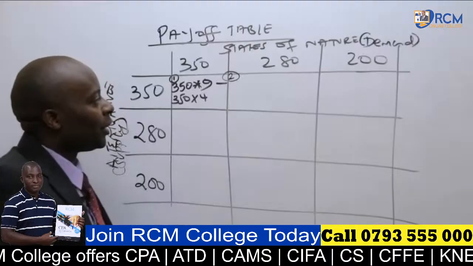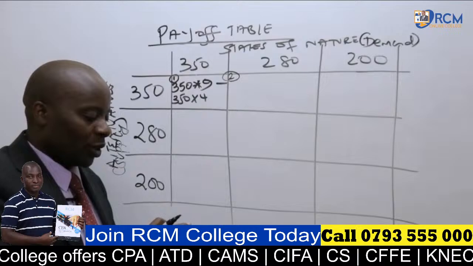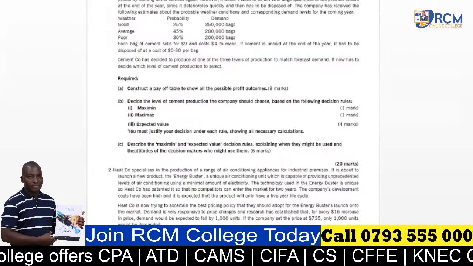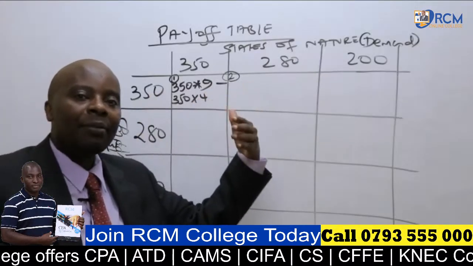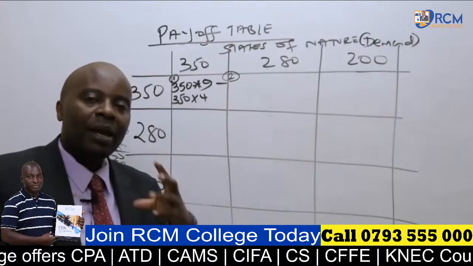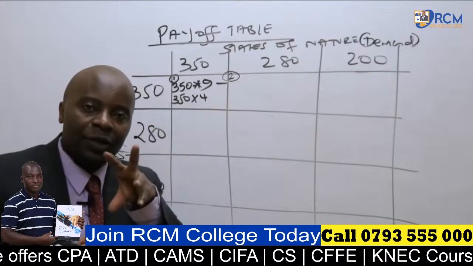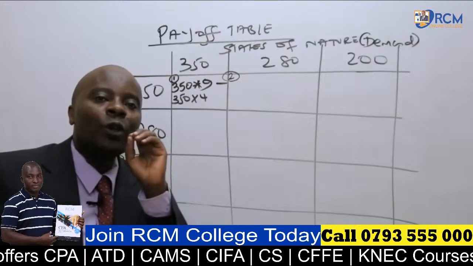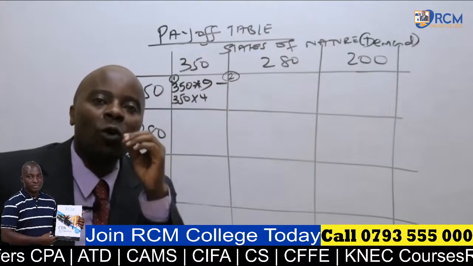Cell number 2, ladies and gentlemen, what are we able to see in cell number 2? This is quite interesting. What I'm able to see here is a situation where I supply 350, but how many are being demanded outside there? Only 280. So remember, whenever I want to know how many units will effectively be sold, I'll always be comparing the demand vis-a-vis the supply. And of course, the lower prevails.